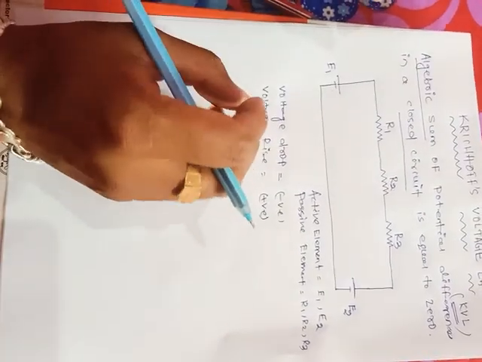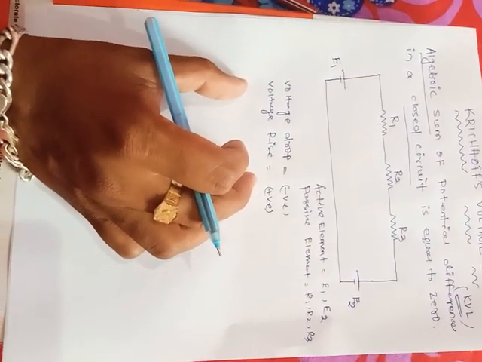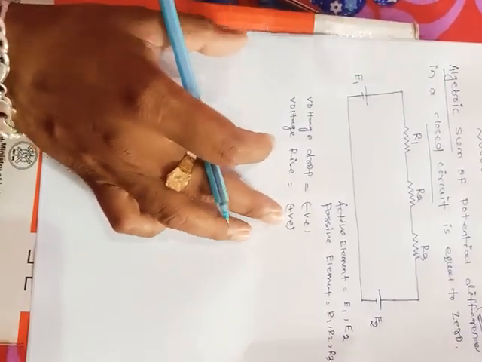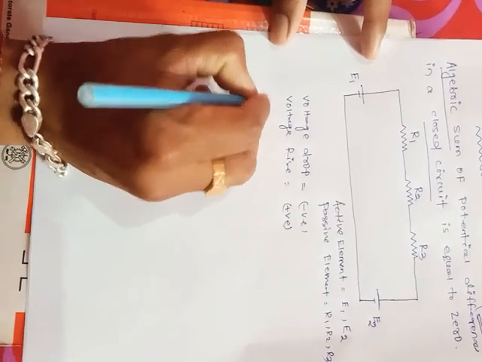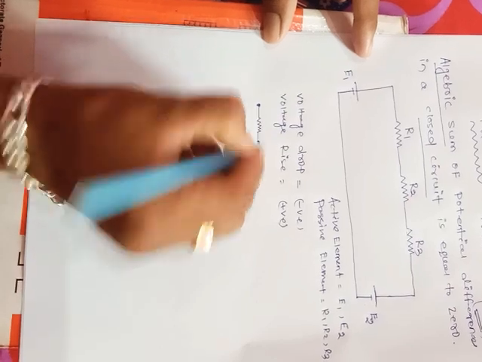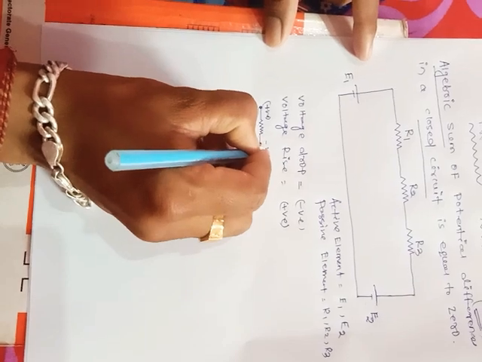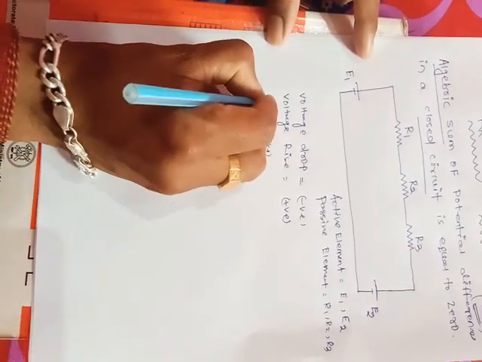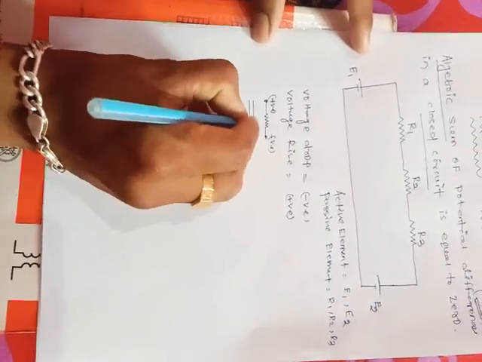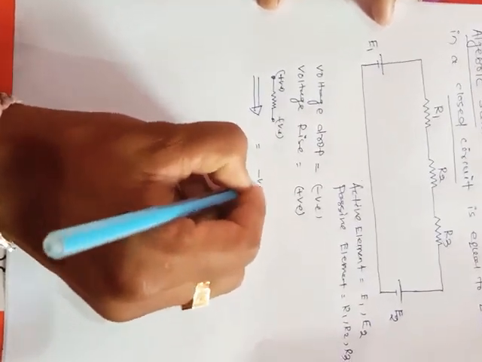Suppose one element is connected between two lines. It could be anything, a battery source or a resistance. Let us take the example of a resistance. Suppose a resistance is connected between two points, one point positive and the other negative. If current flows from positive to negative, then the result is negative.